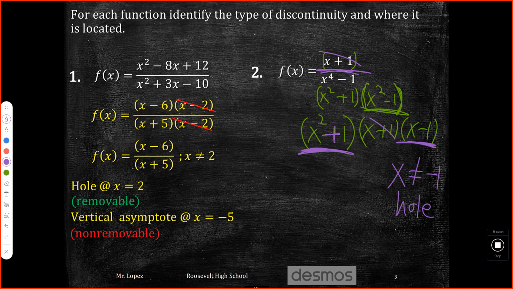In this one, there's a problem because x cannot equal positive 1. So it has a vertical asymptote. So we'll have a vertical asymptote at x equals positive 1. And x cannot equal 1 because it has a vertical asymptote. So when it says identify the type of discontinuities, it has a hole at x equal to negative 1 because x cannot equal negative 1. It has a vertical asymptote at x equal to 1.